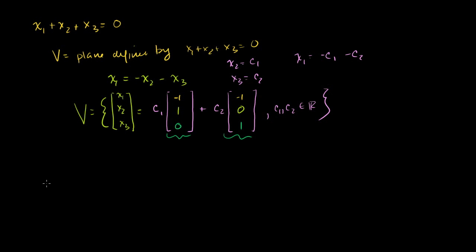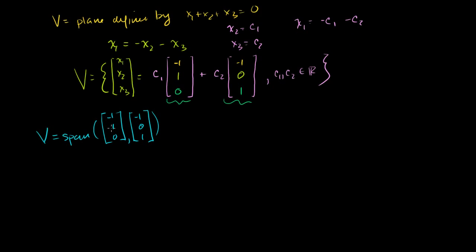So let me write it like this. V is equal to the span of the vectors (-1, 1, 0) and (-1, 0, 1). And you can see that these are linearly independent right here. Obviously, there's no linear combination of this one that can give you a 1 over here, and there's no linear combination of this one that'll give you a 1 right there. So this is what V is.